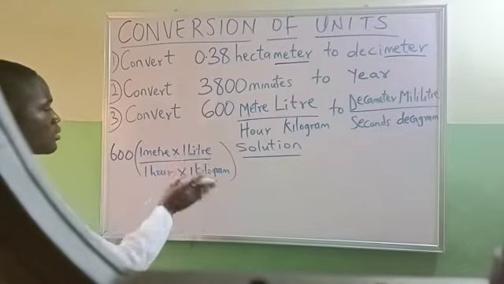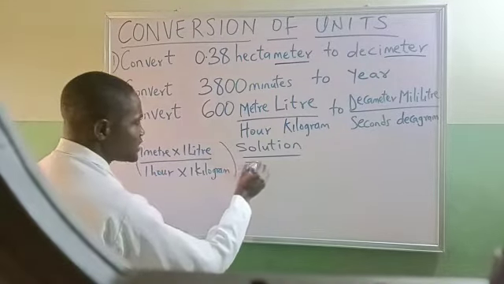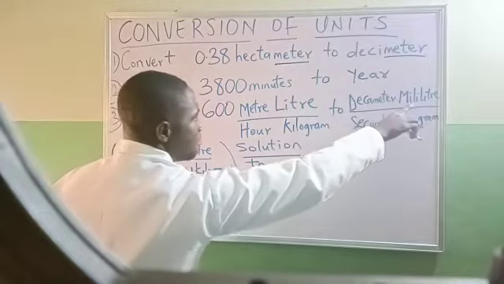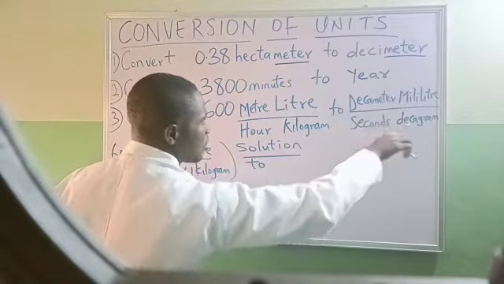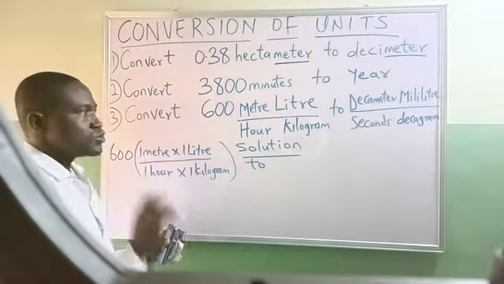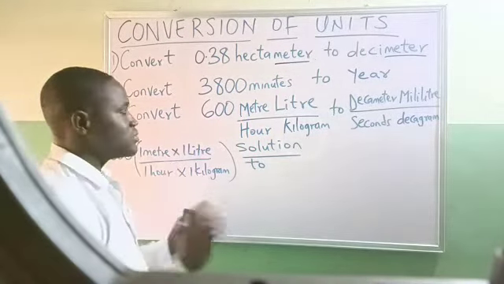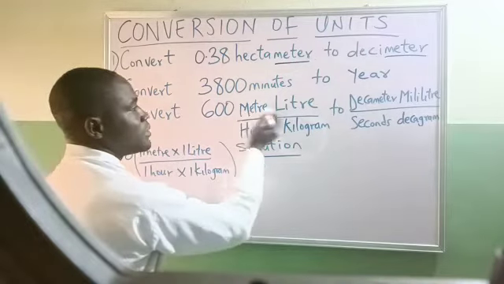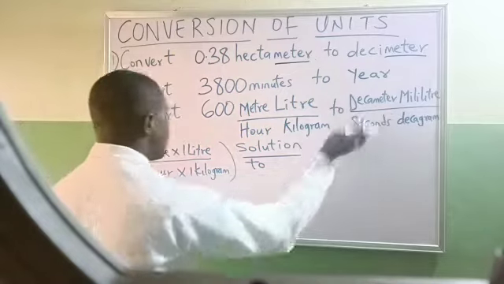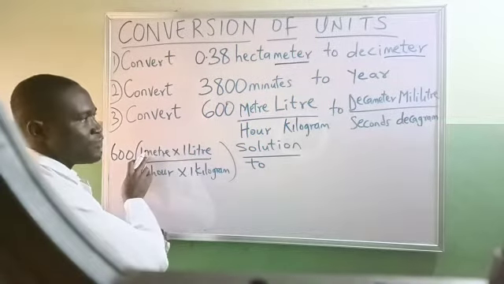Now, say you are converting decameter, milliliter, seconds, decagram. See how we want to do it, or how it's been done. Get the relationship between meter and decameter. After getting the relationship, look for the equivalent of 1 meter of it.